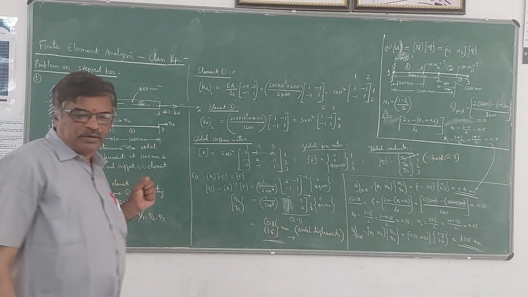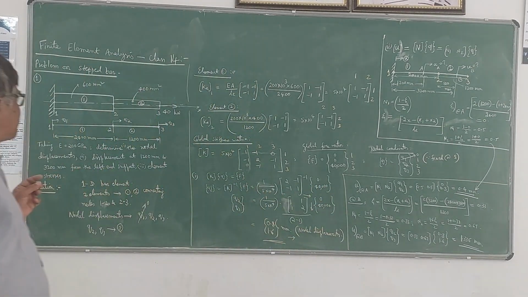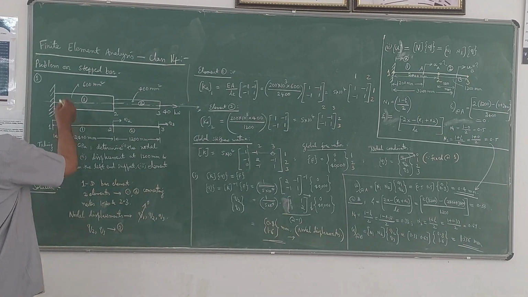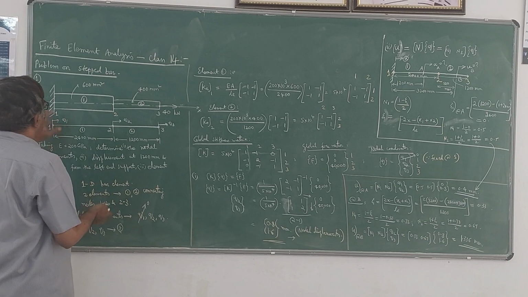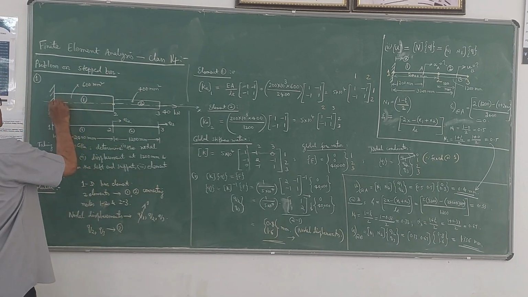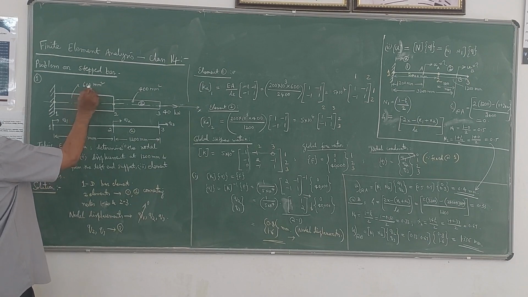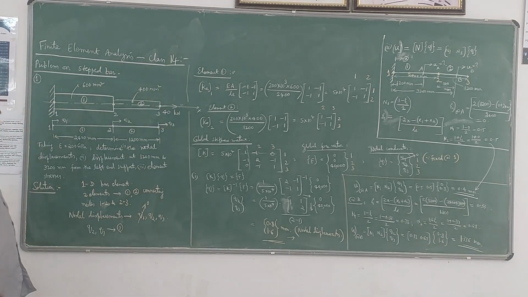So in this class, I will explain in detail about the solution of a stepped bar element. So problem on stepped bar. This is the stepped bar given. It has got two portions. In the first portion, the cross-sectional area is given as 600 millimeter square. In the second portion, it is given as 400 millimeter square.